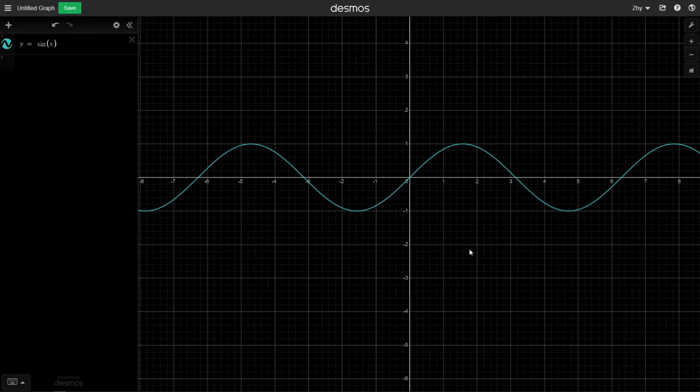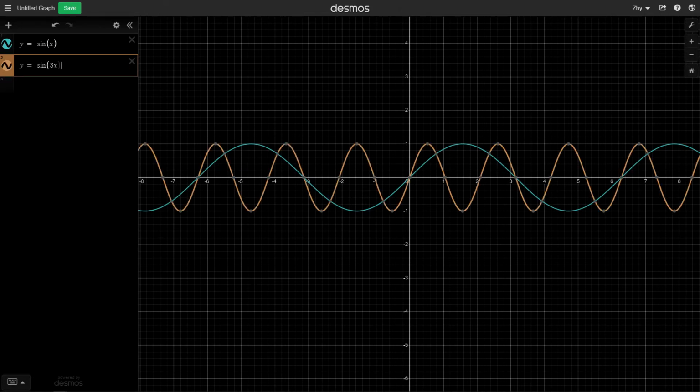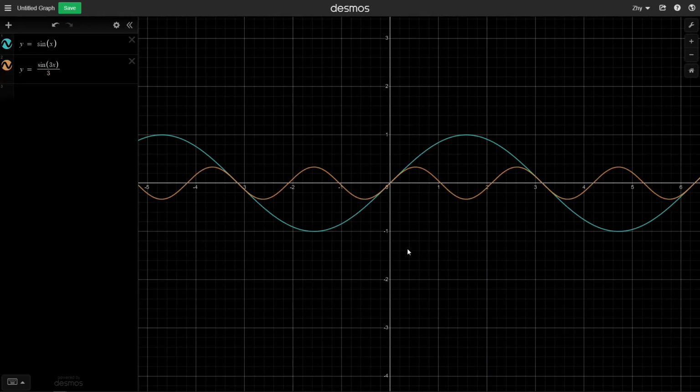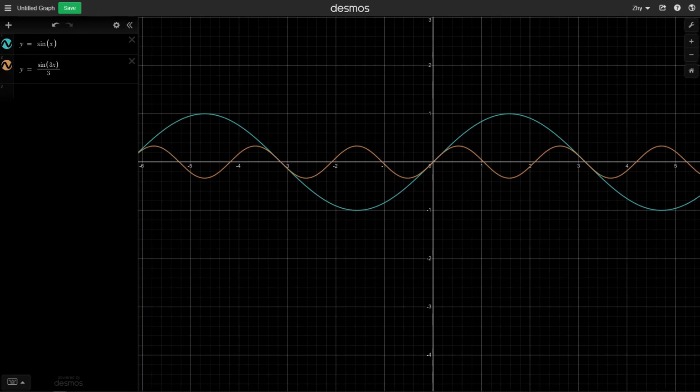Okay. Now, if I have another signal, let's say y is equal to sine 3x over 3. That means my frequency is increased but my amplitude is decreased. Since the amplitude is divided by 3, it is lower than the earlier blue one, while the frequency is multiplied by 3.